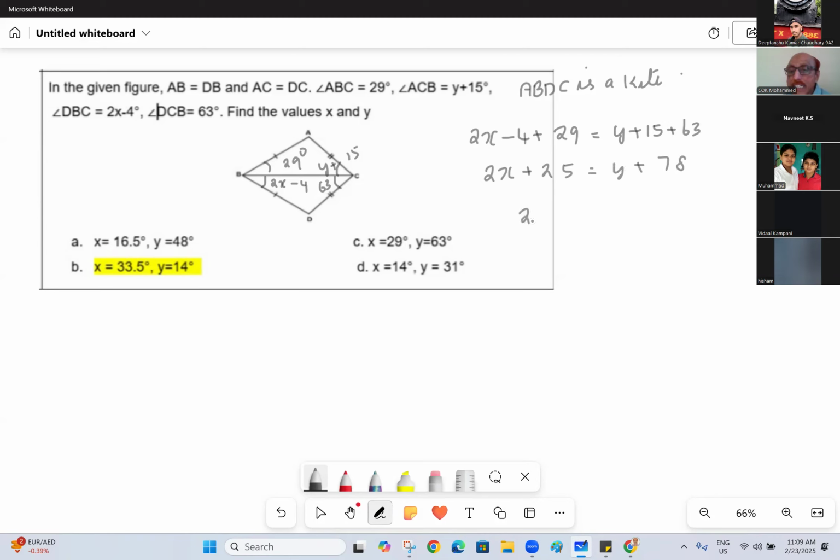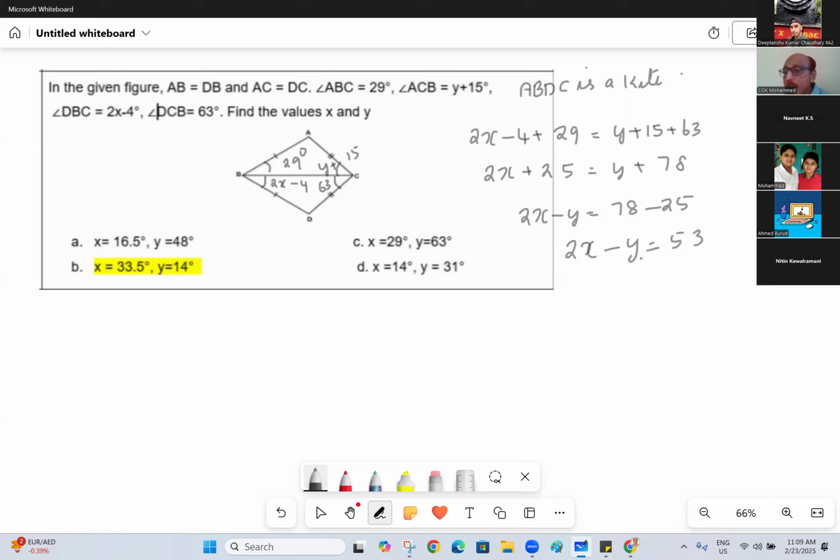So you will get here 2x minus y is equal to 78 minus 25. Ditanshu, tell them all to mute the mic. 2x minus y is equal to 53. This is the equation.